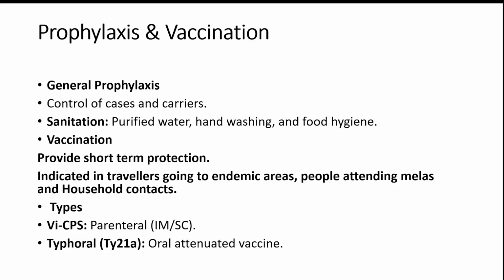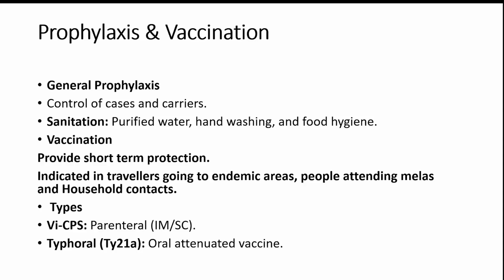Now, last, the prophylaxis and vaccination. First thing is the general prophylaxis, the most important part for prophylaxis is to control cases and carriers. And how can we control the cases? First, we have to know the cases and carriers. So first we have to detect the cases and carriers. And after detection, we have to properly treat them so that they do not spread the organism in the community.